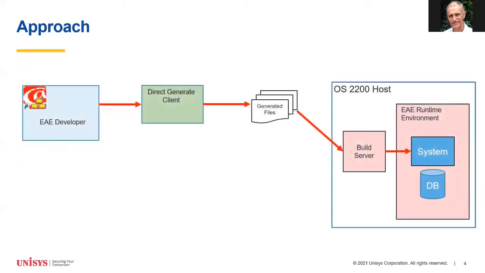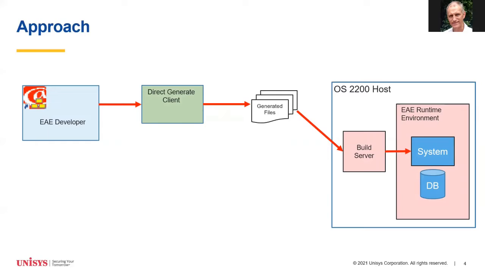So let's look at some of those points in a bit more detail. And let's just start off by looking at what we have for EAE. On the left-hand side, we start with our model in the EAE developer. And then we have the Direct Generate client component. It reads the model out of the EAE developer and generates a set of source code files. They get uploaded to the OS 2200 host, where the build server picks them up, compiles them, links them, creates, reorganizes the database, and installs the system into the EAE runtime environment.